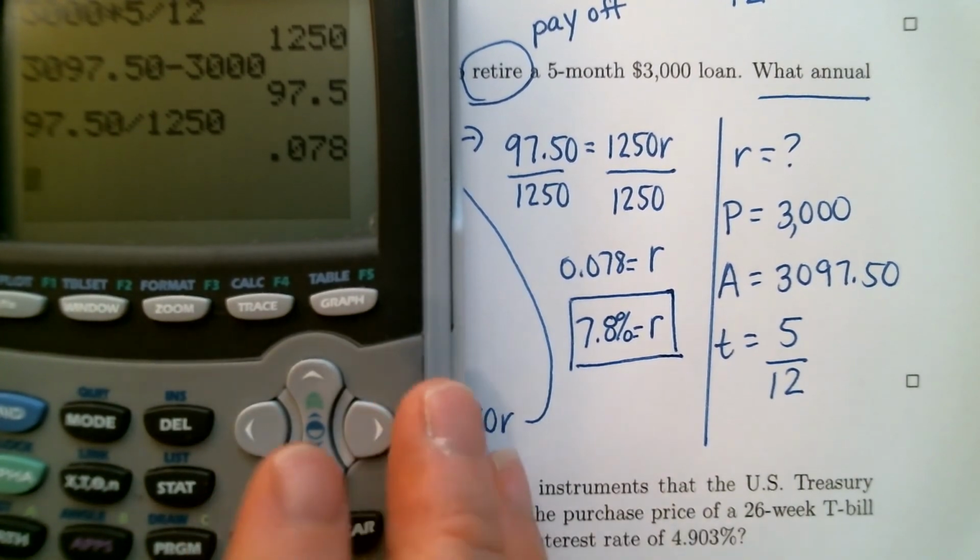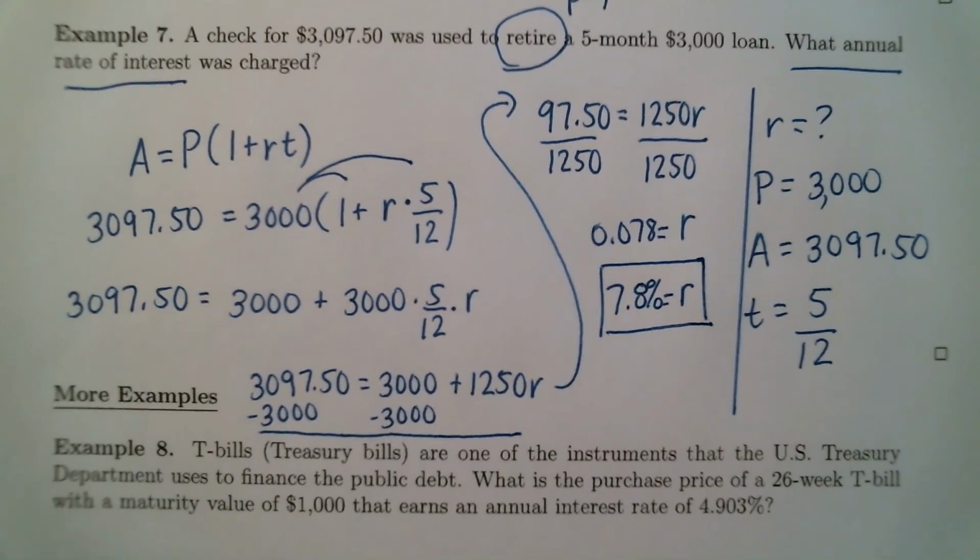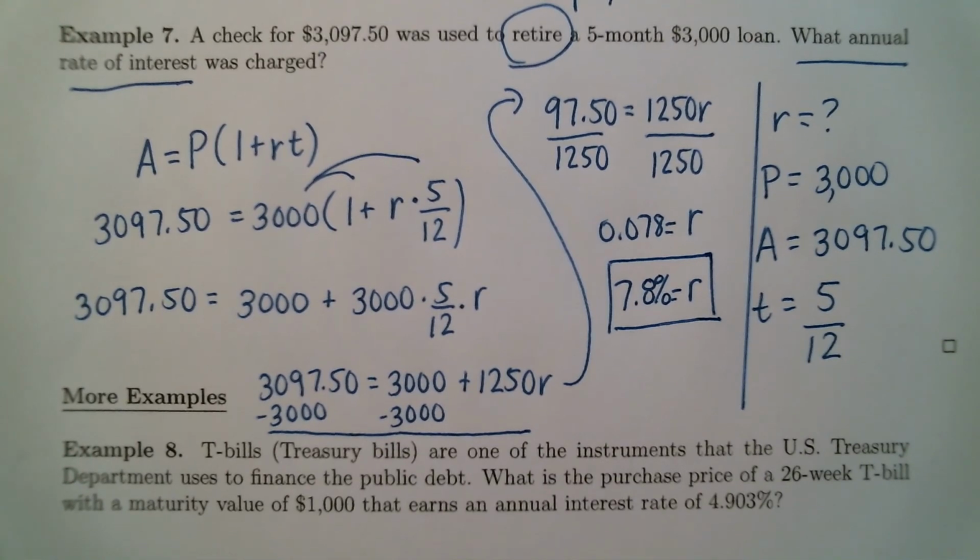All right, so in the next examples, examples 8, 9, and 10, we are going to do more practice with our two simple interest formulas, I equals PRT and A equals P times (1 plus RT). The only difference now is I'm not going to tell you which one to use. You're going to have to figure out which of the two formulas is preferable in each situation.